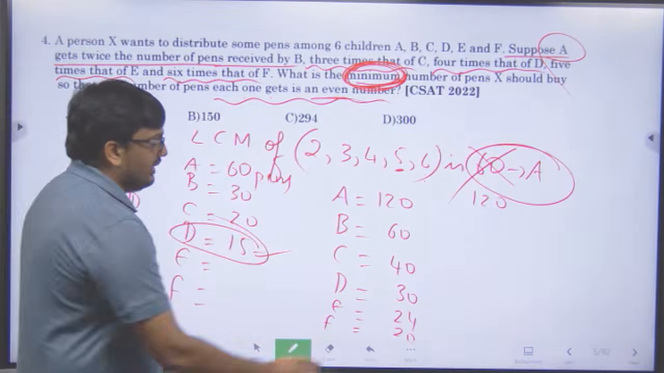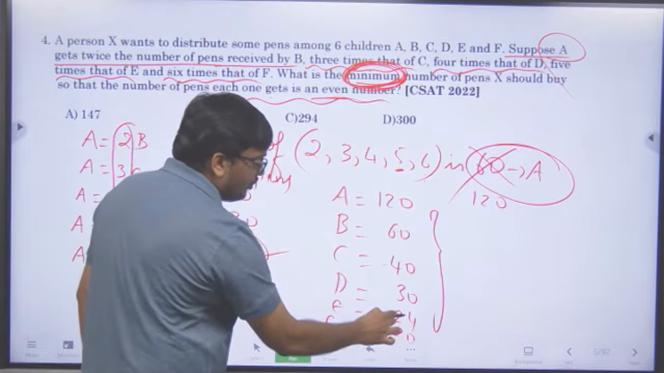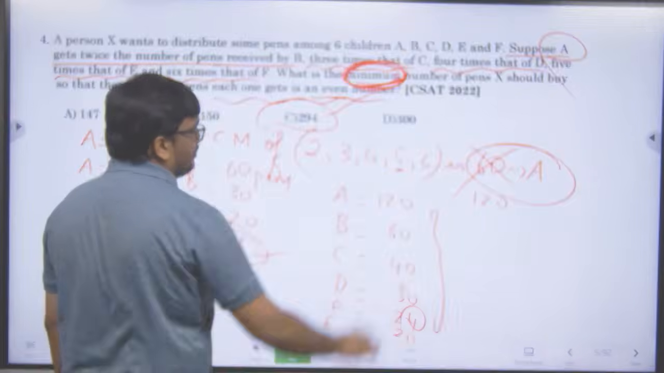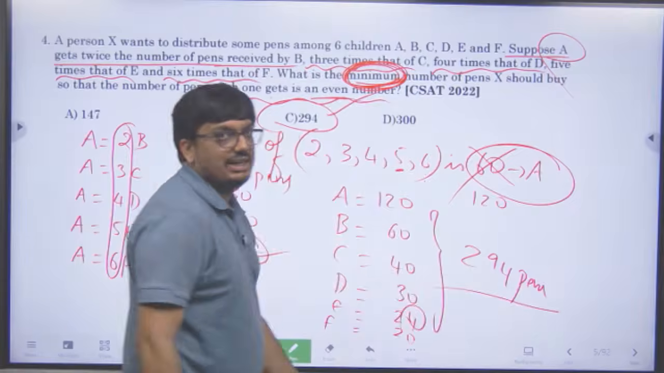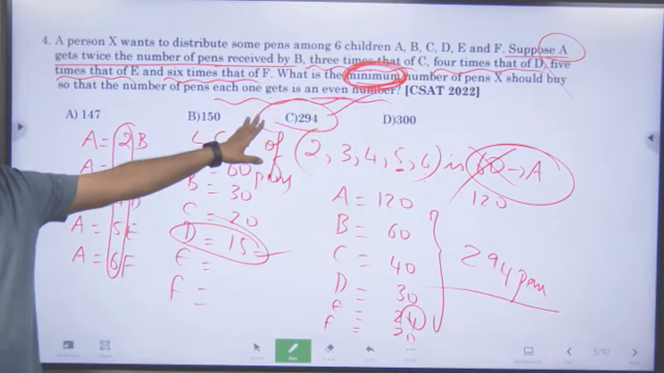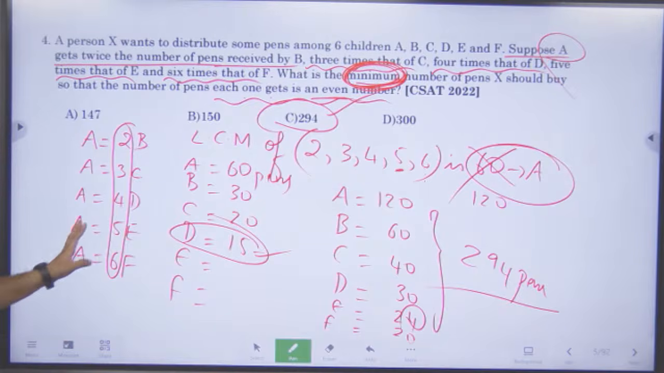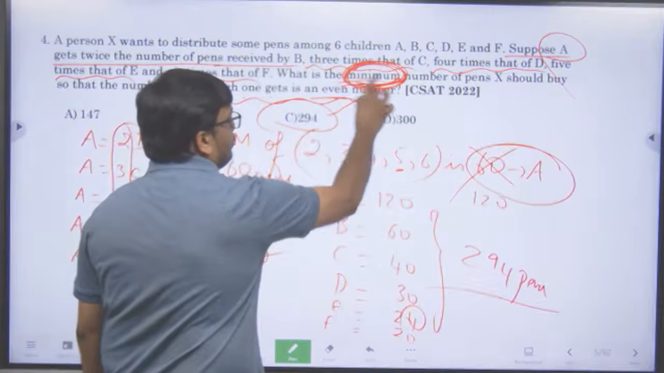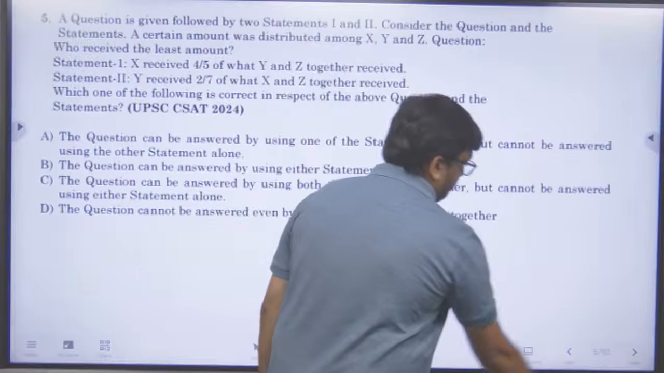In total, how many pens are there? If you add, there is no need of adding, just see the unit digit. The unit digit is 4. See in the options where the unit digit is 4, that is option C. If you add, you will get the minimum pens as 294. Therefore, option C, 294, is the correct answer. This one in number system is important. You should observe the keyword. Always observe the keyword in the question. Let us see the next question.